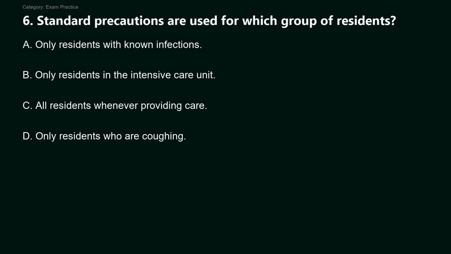Question 6. Standard precautions are used for which group of residents? Option A. Only residents with known infections. Option B. Only residents in the intensive care unit. Option C. All residents whenever providing care. Option D. Only residents who are coughing.